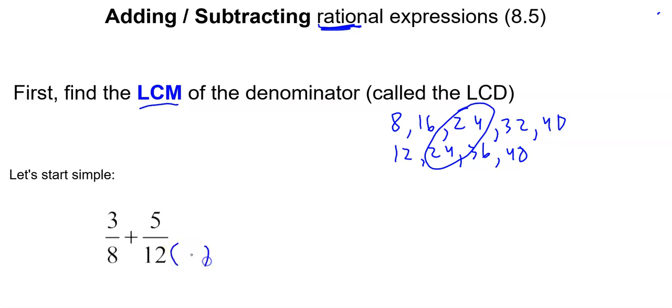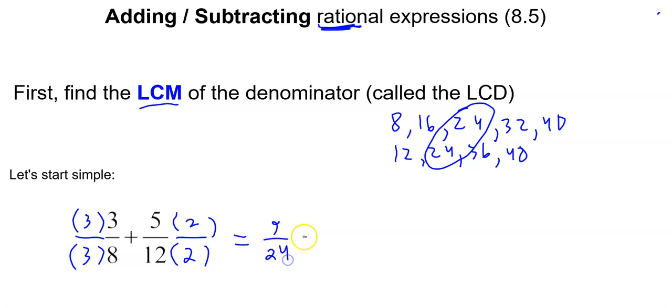So really, to get a denominator of 24, this right half, I need to multiply by 2 over 2. Now, I'm really multiplying by 1 there, but it's going to change the form of the problem so we can add up these two fractions. Same thing, I need a denominator of 24 down there. It's 8 right now, so I'm going to multiply by 3 over 3. So if I do this, up top, I would have 9 over 24 plus 10 over 24. And now those two add together nicely. I get 19 over 24, and I've got it.